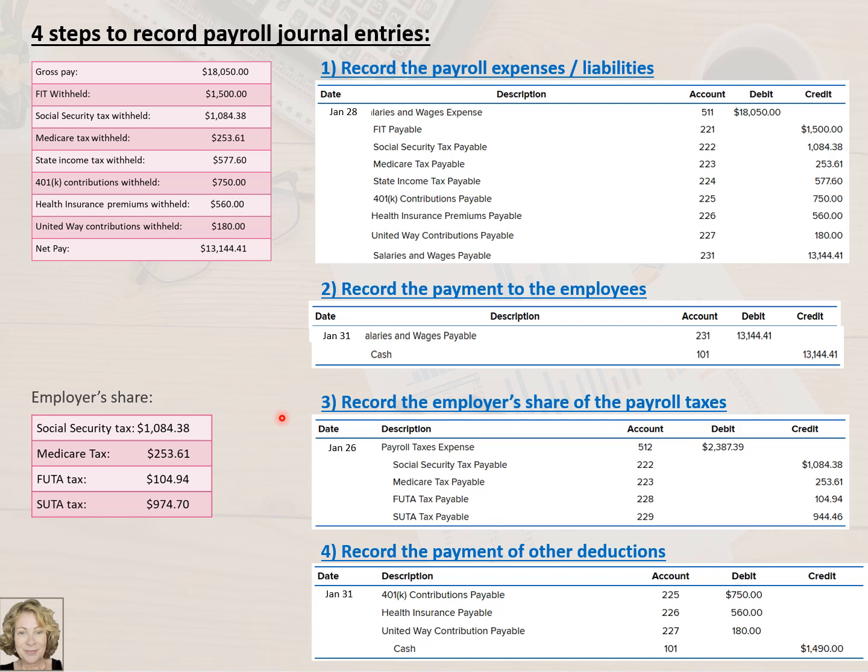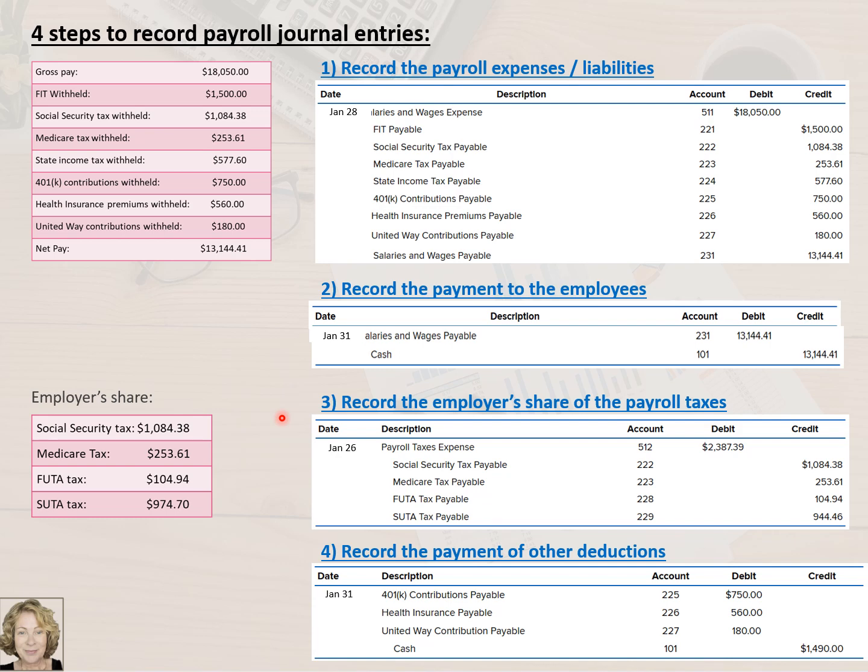The employee's share of the payroll is not the only transaction. The employer's share of the payroll taxes must be recorded as well. So that's the third step. In this step, we record the entire amount of the employer's share of the taxes as a payroll tax expense and then record each liability to the appropriate liability account. So let's look at this entry.